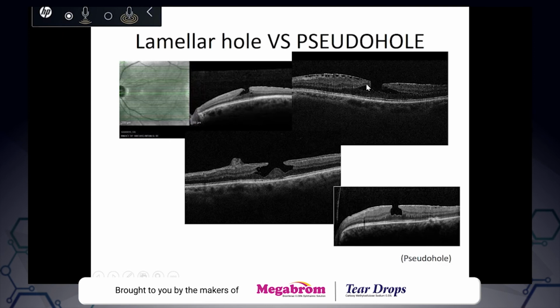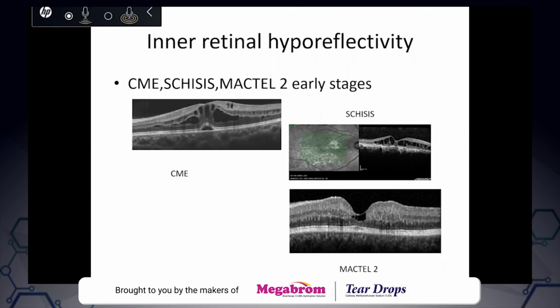You look at this, there is no excavation, but all the retinal layers are seen there. There is no excavation, and the patient has got excellent vision in this. So this is a pseudo hole. So if there is a cleavage, it's very easy to detect that it is a lamellar hole. So you can differentiate lamellar hole from pseudo hole.